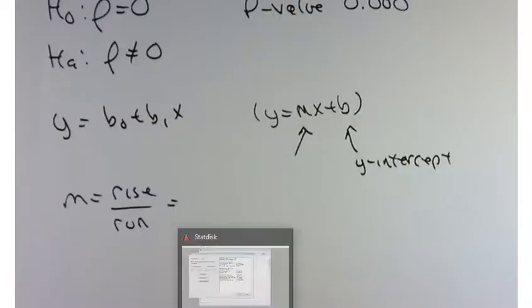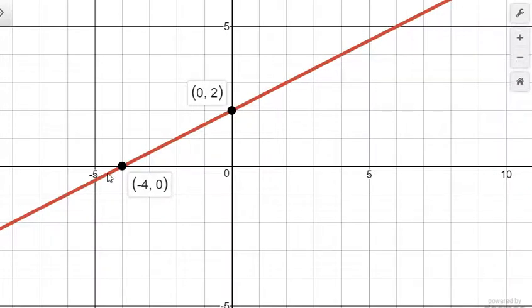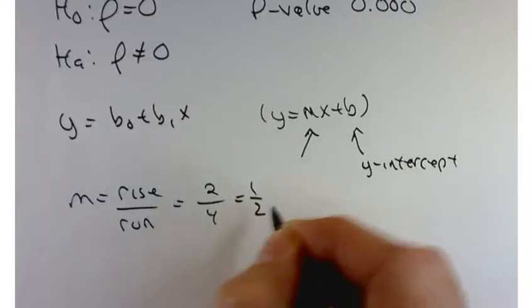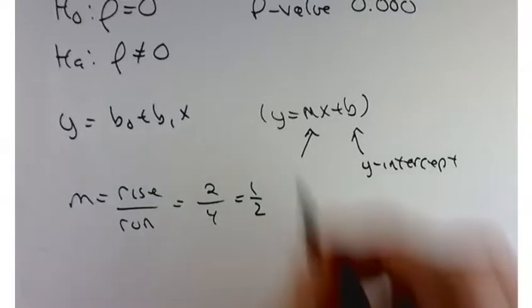The run is the horizontal distance. So moving from -4 to 0, you've got a distance of 4. And then moving up from 0 to 2, you moved a distance of 2. So overall, the slope is 1/2. So this number here is your slope. So you got the slope and the intercept.